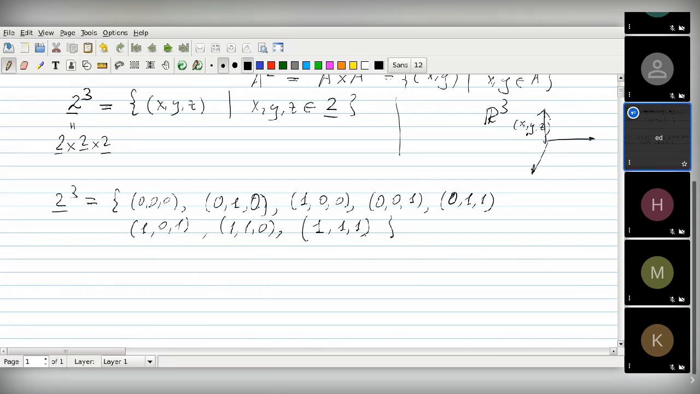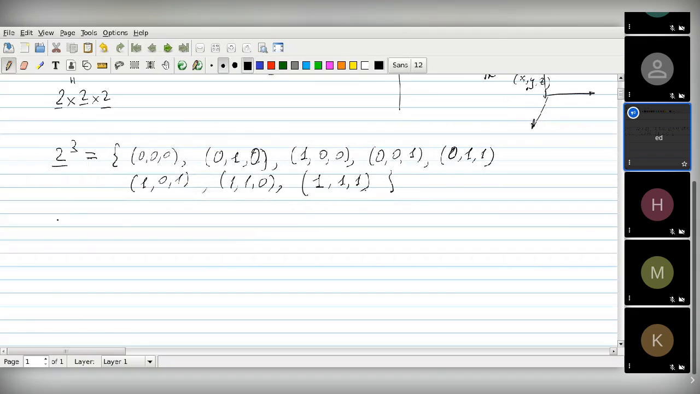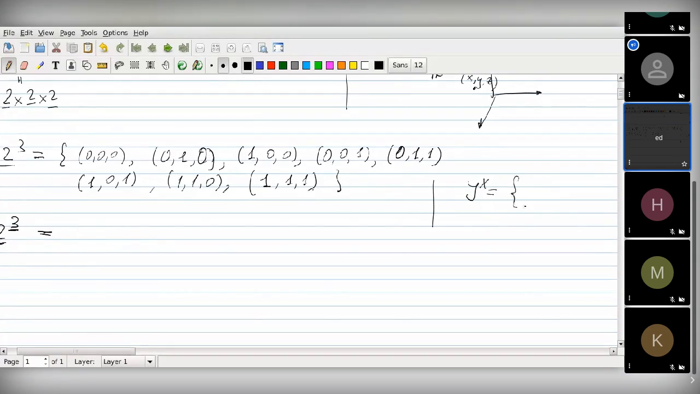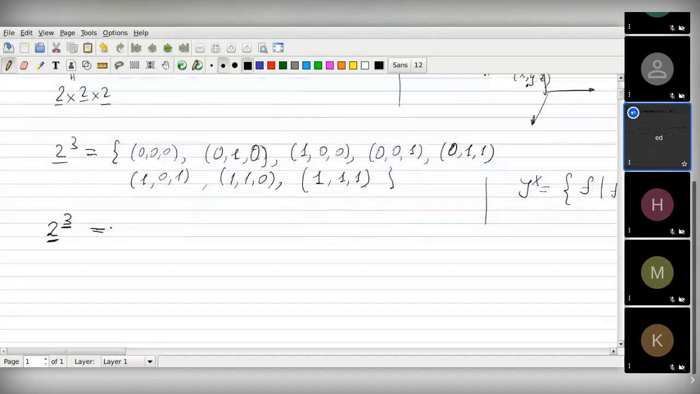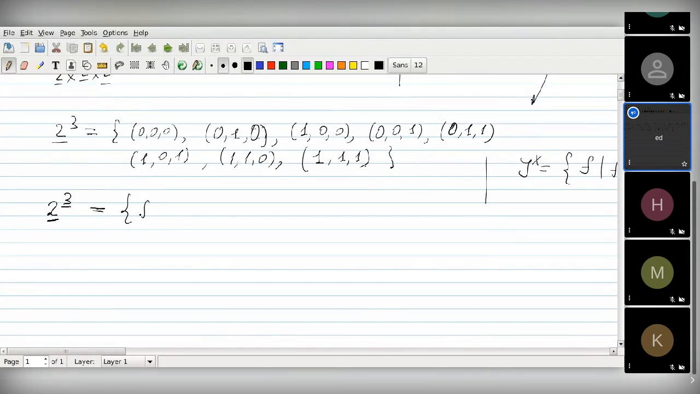But let's not focus on these ideas, but rather compare this set with some other one. 2 underlined to the power 3 underlined. What is it? According to our definition, Y to the power X is what? The set of all functions from X to Y. So that means that this one is just the set of all functions.